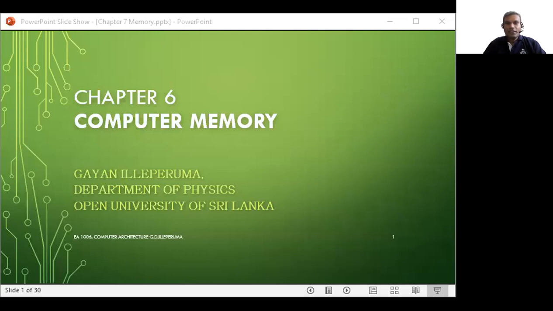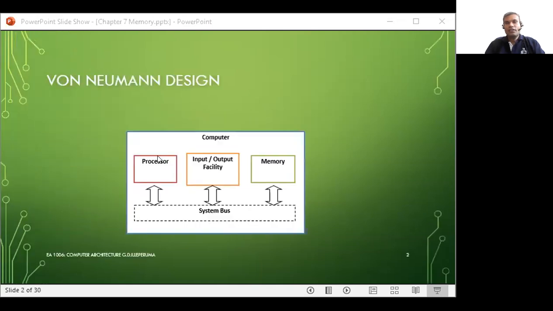The second answer should be fairly easy because you already have it in the slideshow, right? The memory is another important component. So other than processor and memory, what other things are there in the von Neumann design? Input-output facilities, yes. So this is the von Neumann design. You can see we have the processor, we have the input-output facility, and we have the computer memory.